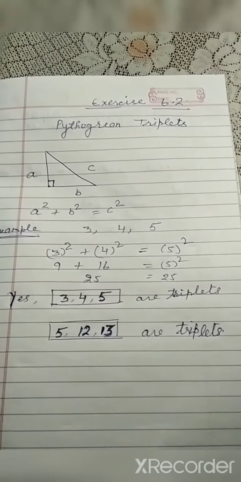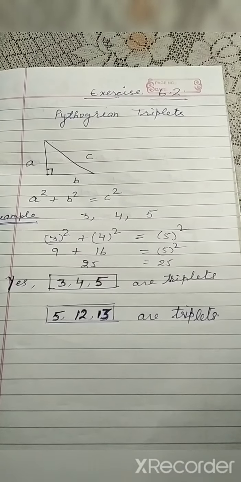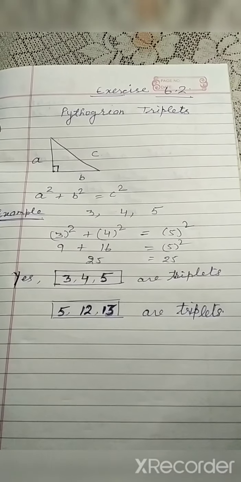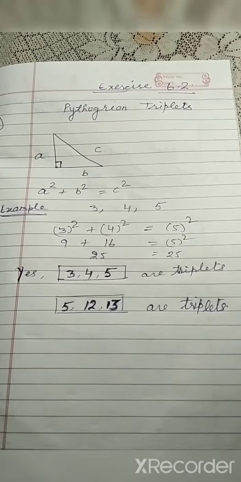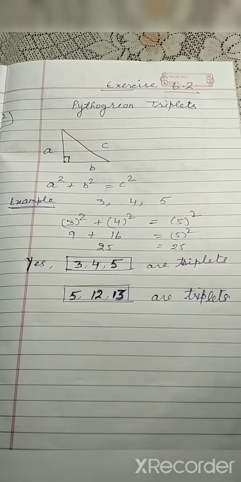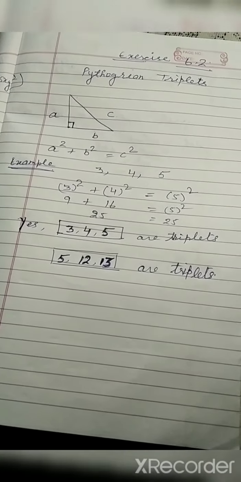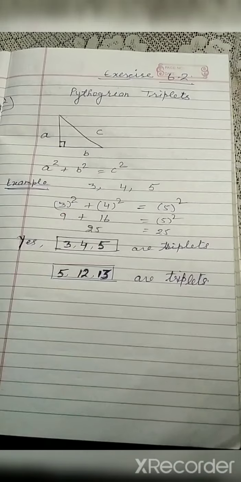Hello students, today we are solving question number 2 of exercise 6.2. The question is, write the Pythagorean triplet whose one of the members is given. So before finding the Pythagorean triplet, we should know what a Pythagorean triplet is.